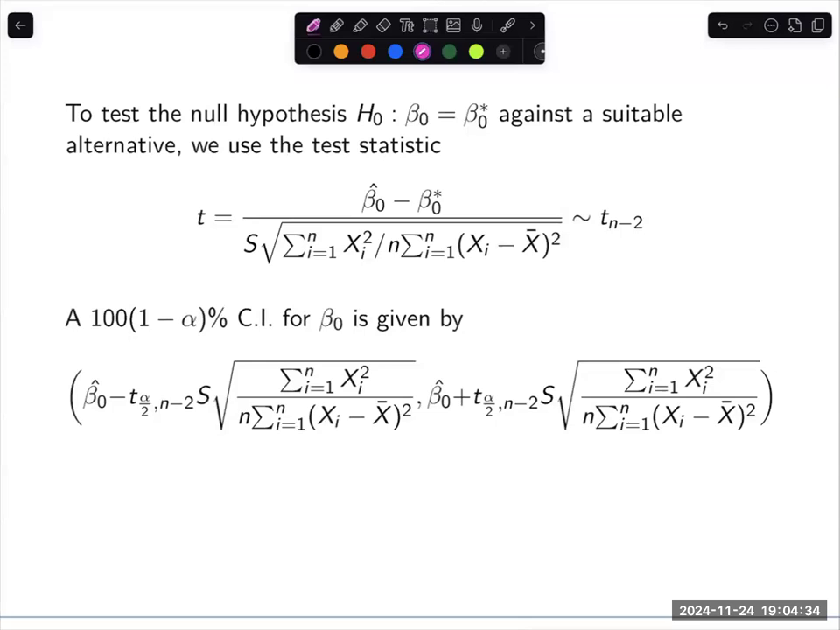So to summarize, in order to test the null hypothesis beta 0 equal to some hypothesized value against a suitable alternative hypothesis, we have the test statistic built in such a way, and the corresponding confidence interval is given as the following for beta 0. But since we are not that interested in testing the intercept, sometimes we do not focus on discussing it. We just let you know that we do have the ability to test whether the intercept is equal to 0 or not, or to give a suitable confidence interval for the intercept term.